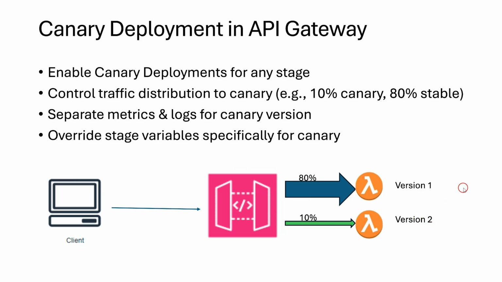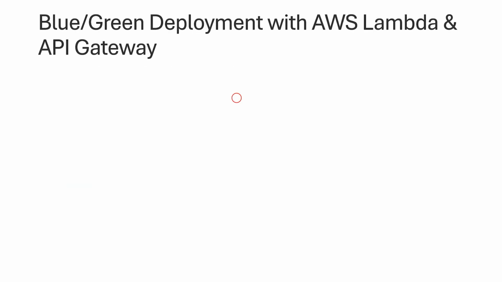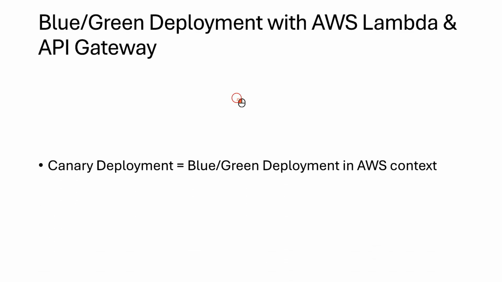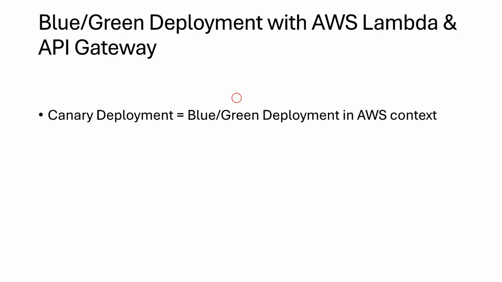So this is fascinating, right? And now, if you are familiar with blue-green deployments, this will sound familiar. The concept is quite similar: deploying two versions of the same application, blue and green, then gradually shifting the traffic from the older version to the newer one.